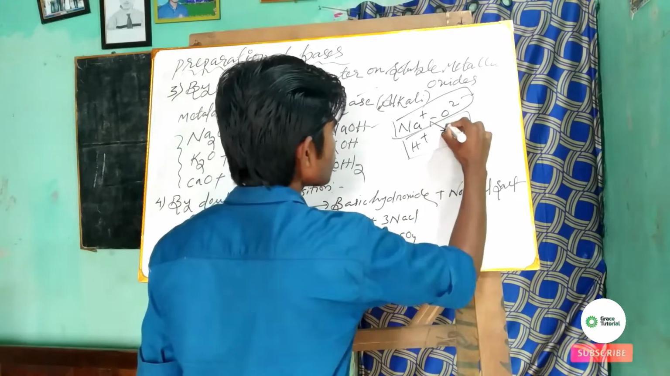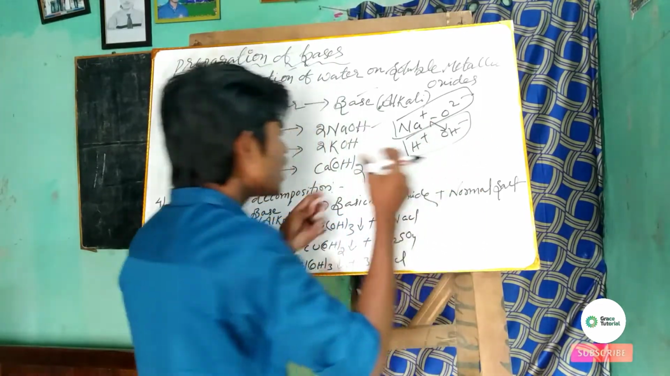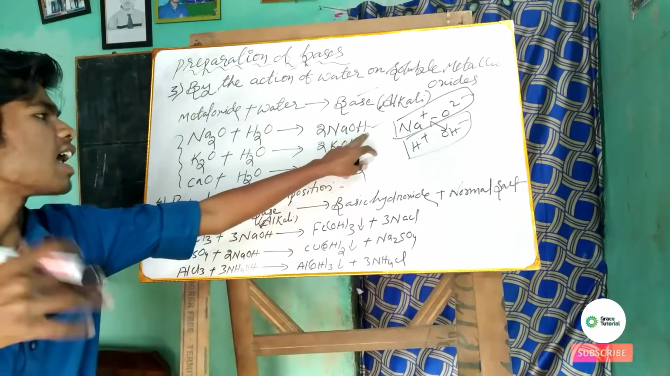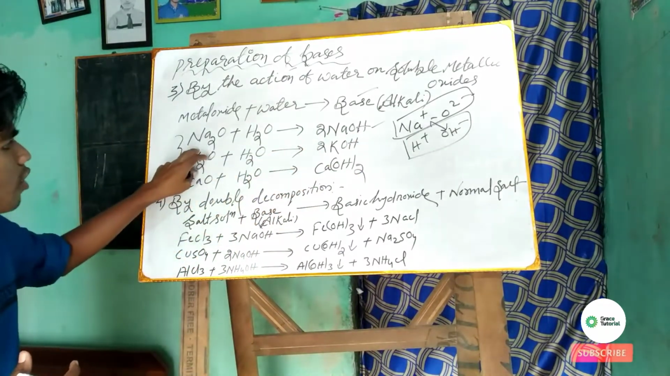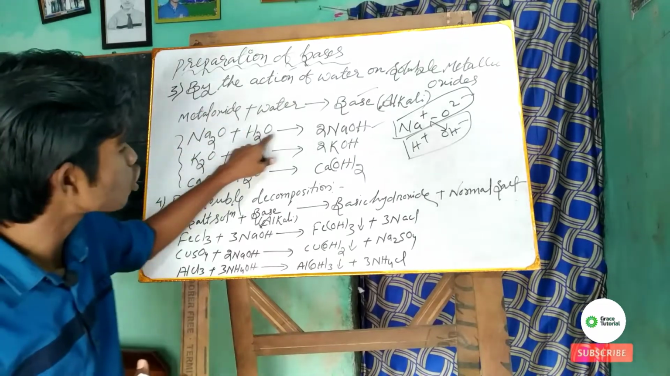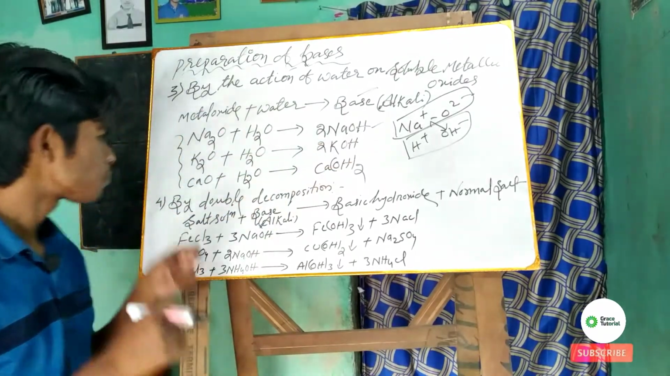That means Na+ and OH− will react with each other to give NaOH, that is sodium hydroxide, which is a base. That means whenever a metal oxide like sodium oxide reacts with water, it gives sodium hydroxide.